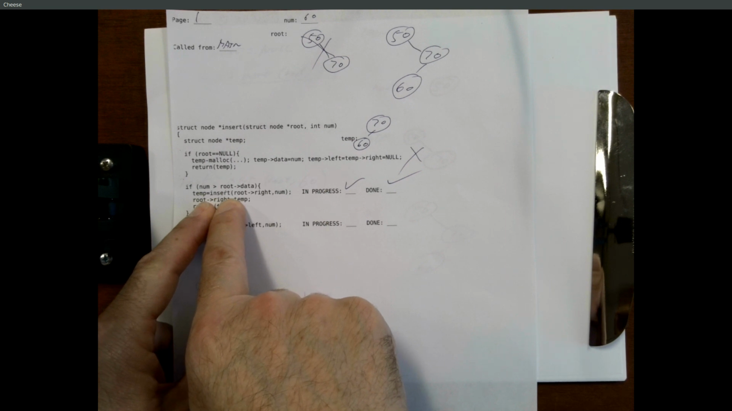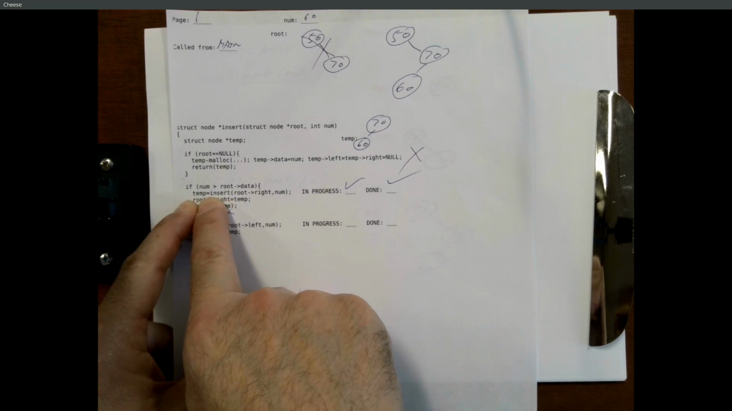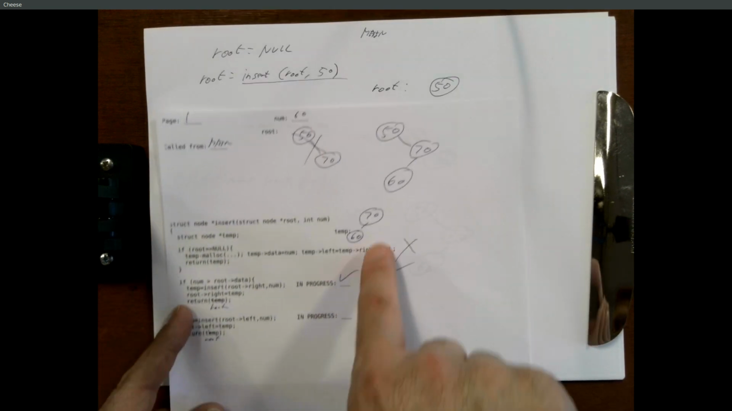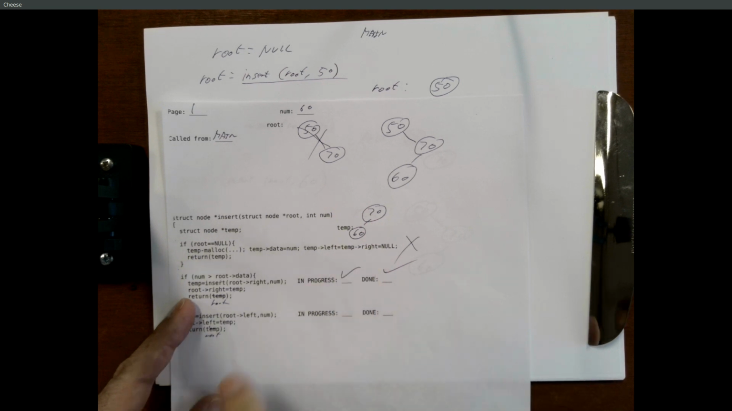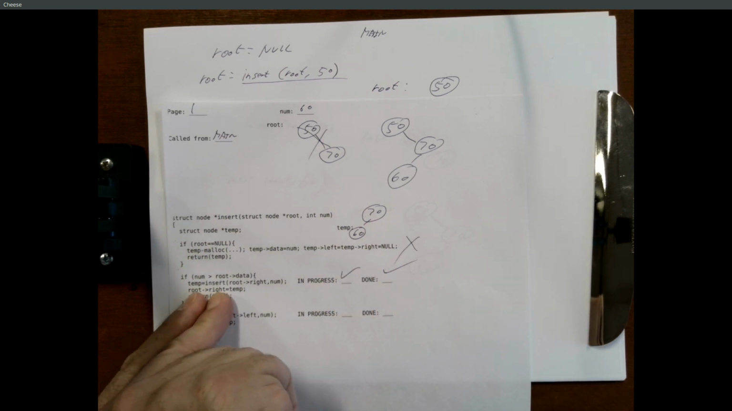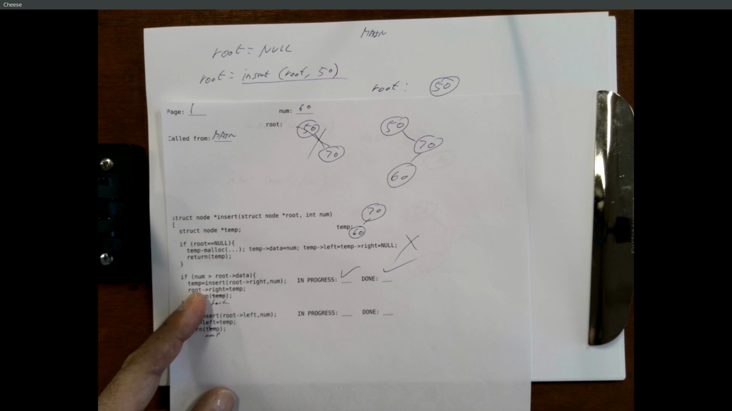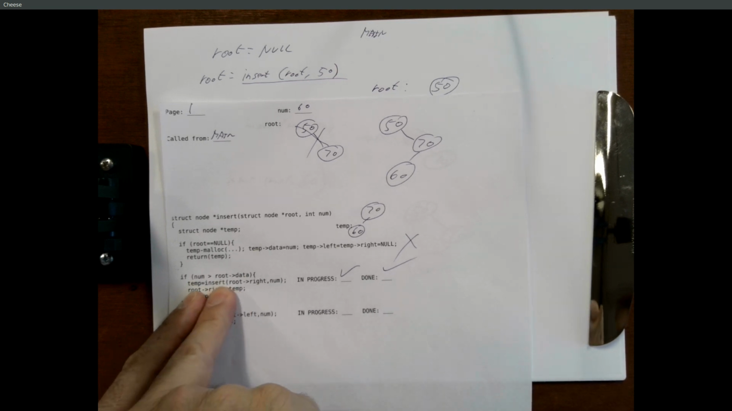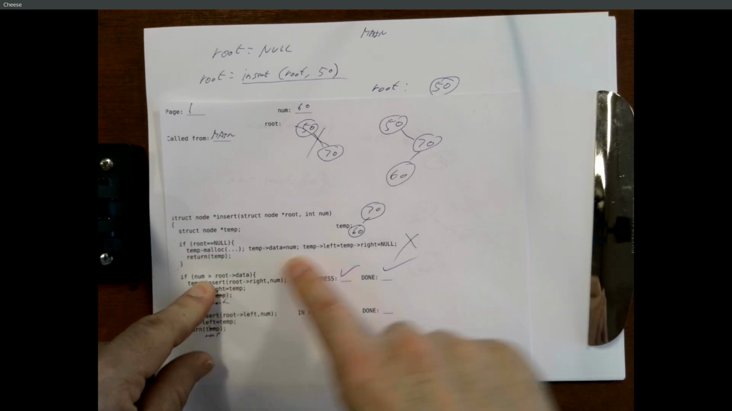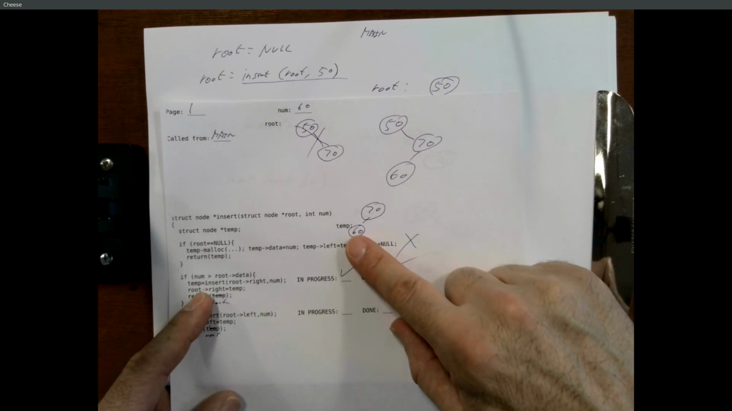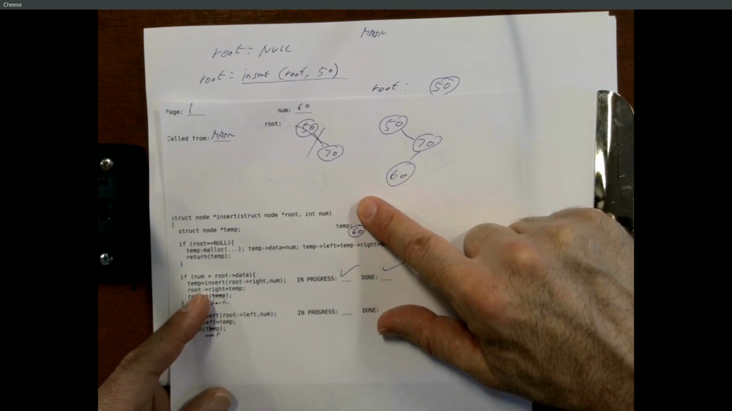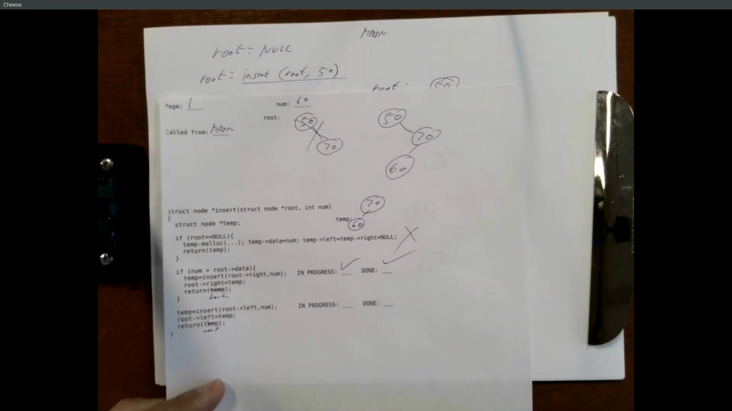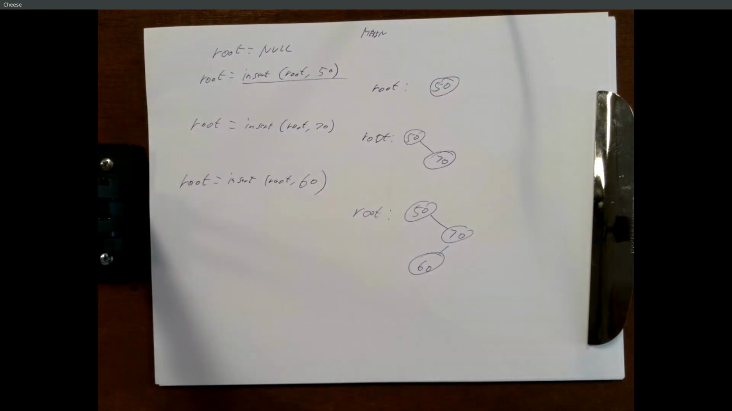Make this call to insert, and when you come back, see what temp is. And see if temp actually looks like a 70 with a 60 on it. If it doesn't, then something went wrong in that call to insert. Now you just have to debug that call. So go back, and this time step into the insert function, and you'll call insert with just a 60, trying to add one node to that.